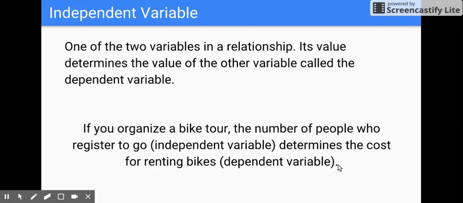Independent variable. One of the two variables in a relationship, its value determines the value of the other variable, called the dependent variable. So independent is on its own. It doesn't depend on anything else. So in this example, if you organize a bike tour, the number of people who register to go is the independent variable. The number of people who register to go determines the cost for renting the bikes, which is the dependent variable, because the cost depends on the number of people who go.